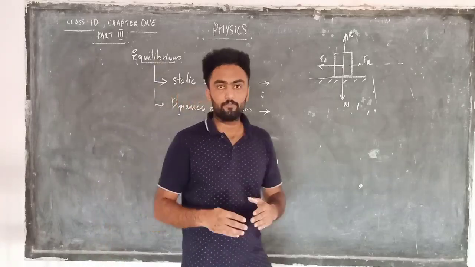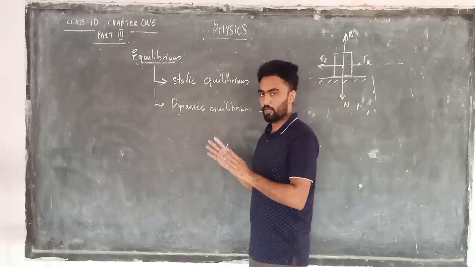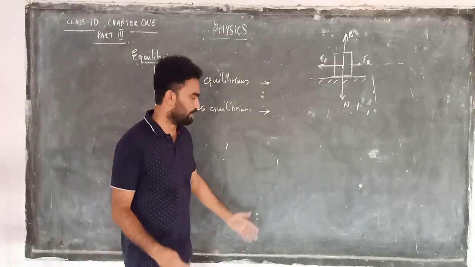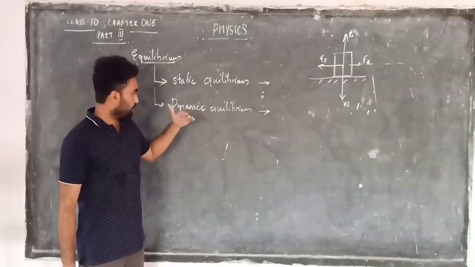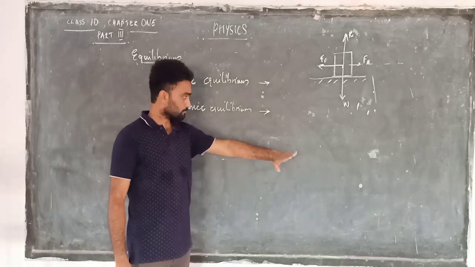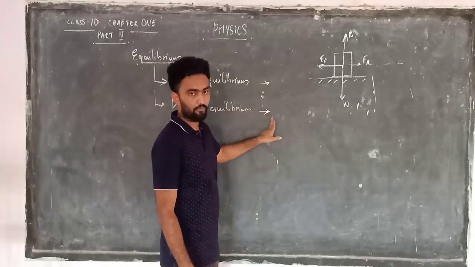Which means a body in a moving state with a constant velocity, even when n number of forces are acting on it, is not changing its velocity, then it is called dynamic equilibrium. So if the body seems to be in equilibrium, or in a state of uniform motion, even under the action of an external force, then it comes under the category of dynamic equilibrium.